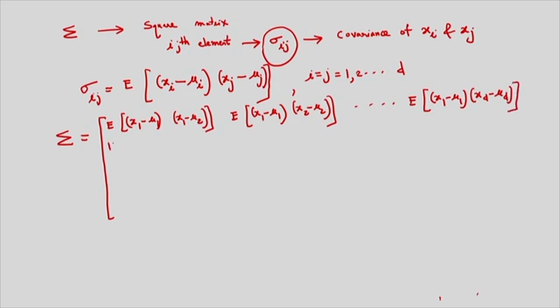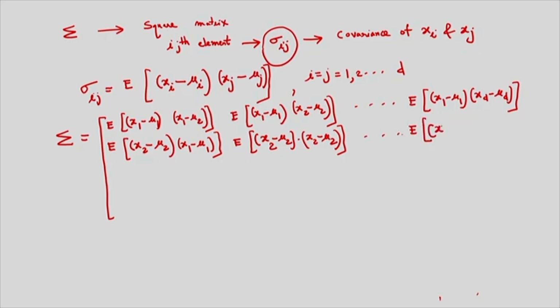If I go to the second row, the first element of this matrix is the expected value of (x2 minus mu 2) times (x1 minus mu 1). The second element is the expected value of (x2 minus mu 2) times (x2 minus mu 2). That is the second element in the second row. And finally, the last element is the expected value of (x2 minus mu 2) times (xd minus mu d). Like this I can move on.